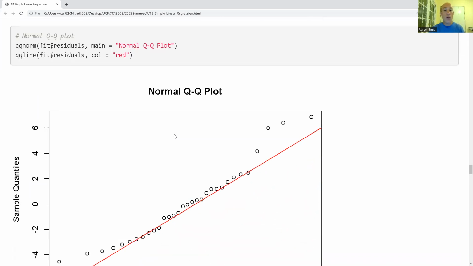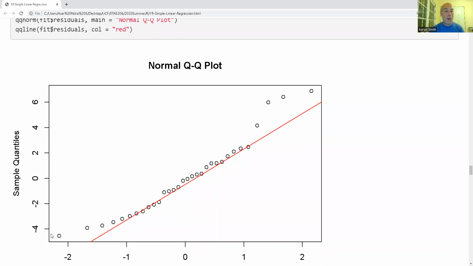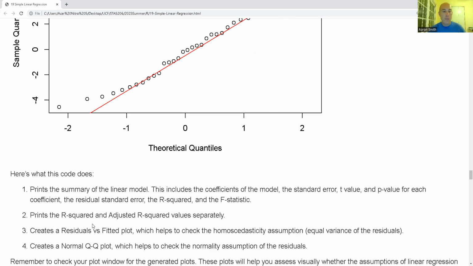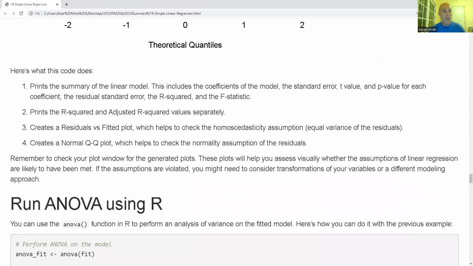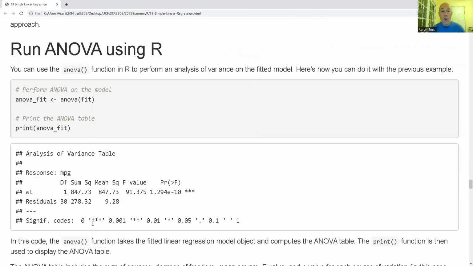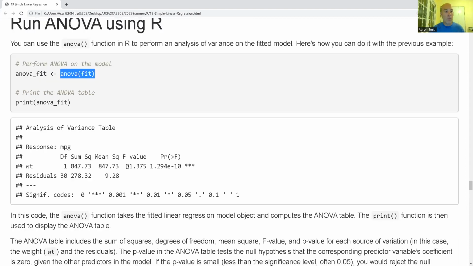Now we can use a normal QQ plot to check. This is an indication that maybe I don't have normality. These are a little bit high above the line, but I think it's going to be okay. This is within reasonable bounds. Now we can run ANOVA also. The summary function gave us the ANOVA output, but let's say I actually want to dig into the ANOVA table itself. Here, all I do is run anova on my fitted model, and we get our results.